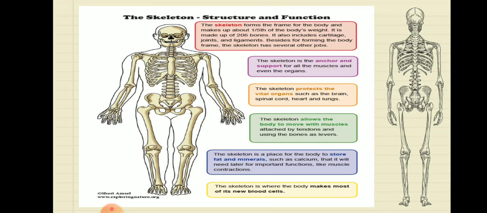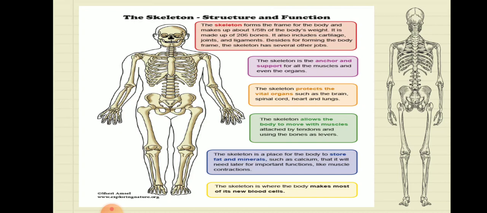The skeleton is the anchor and the support for all the muscles and even for the organs. The skeleton protects the vital organs, as we have already seen, that are the spinal cord, heart, lung and brain. The skeleton also allows the body to move along with the muscles which are attached to it, which makes us actively move from one place to another. And we have also seen that new blood cells are produced inside the skeleton. So these are the major functions carried out by our skeletal system.